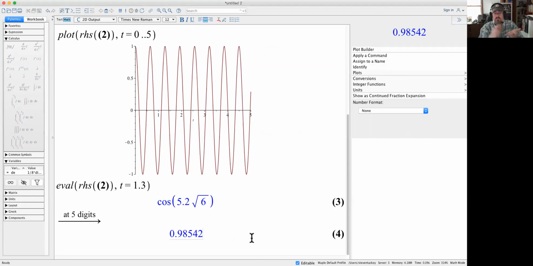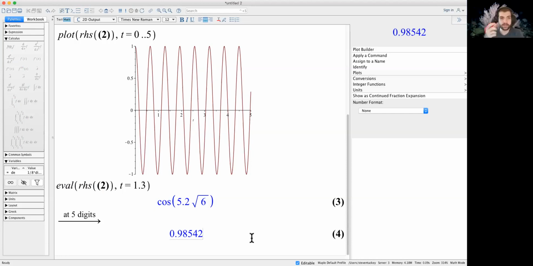Now, how do I interpret that? What is that number? First of all, what units does that have? Second of all, what does that mean? It's in feet, right? Okay, so 0.98542 feet, where would that be?